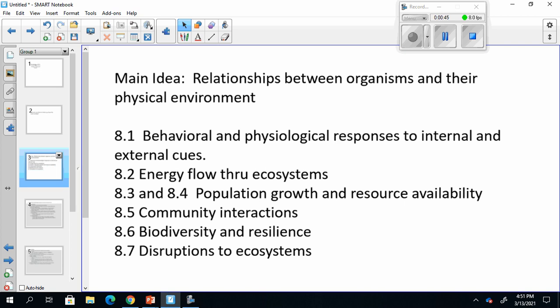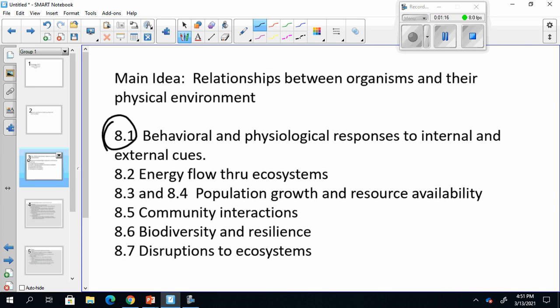And then we're going to break it up into these sections. This is directly from the AP Bio latest curriculum. The first video is going to be focused just on 8.1, behaviors and physiological responses to internal and external cues. And then the next video will focus on energy flow, like food webs and trophic levels. And then next we'll go into population growth, so logistic and exponential growth.